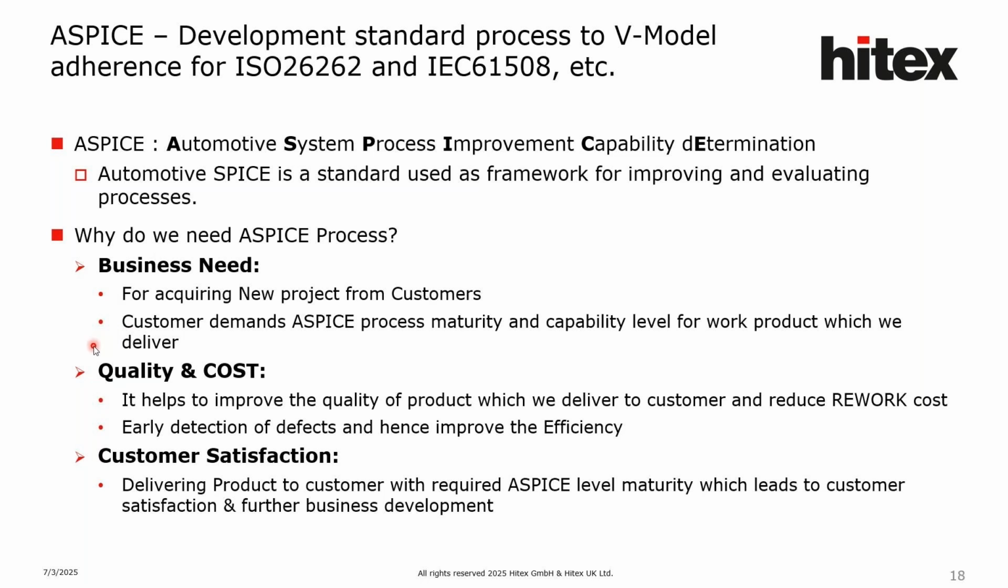So nowadays they are asking for minimum ASPICE level 2 for any project to reward to the supplier. Then the second key important criteria is quality and cost. With ASPICE, it really helps to improve the quality of the product. And of course, it also saves a lot of project costs by detecting defects at an early stage and reducing the rework cost. So with this, it also saves a lot of product cost as well as project cost for the organization. Then the last but not the least one, the customer satisfaction.